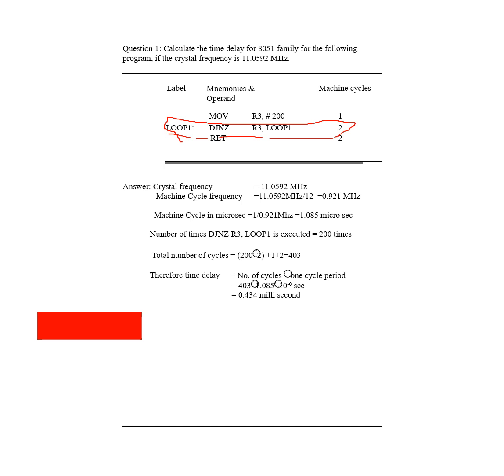So the total number of cycles is 200 multiplied by 2 plus 1 plus 2, equal to 403. See, there is a mistake here. It is 200 multiplied by 2, wherever this circle is coming, that is the mistake. So 200 multiplied by 2. The total number of cycles you got here is 403.